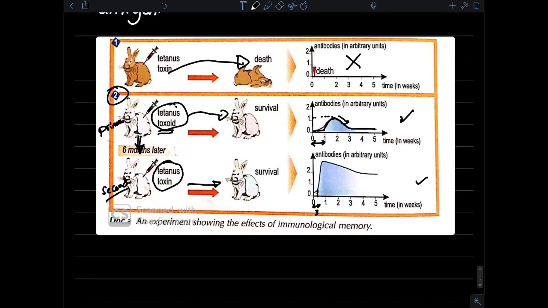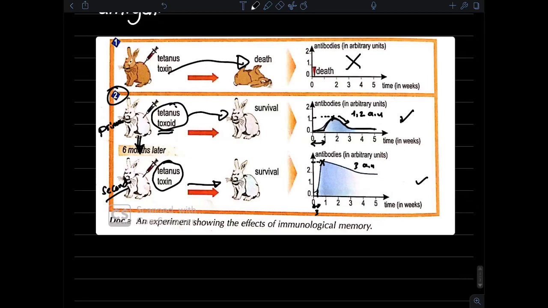The second characteristic, we have to compare the maximum amount of antibodies secreted. In the primary immune response, the maximum antibodies secreted is 1.2 AU, whereas in the secondary immune response, the maximum amount is approximately 3 AU, which means that the secondary immune response is 3 times greater than that of the primary, the amount of antibodies. So the second characteristic is that the secondary immune response is more amplified than the primary immune response.